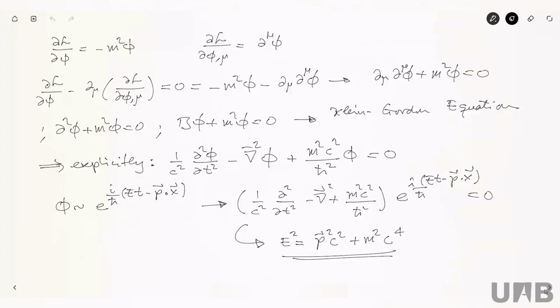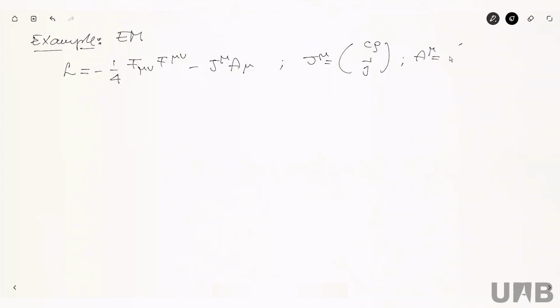And another example is electromagnetism. So the Lagrangian of electromagnetism is minus 1/4 of F mu nu F mu nu, minus, if there is an external current, 1/c J mu A mu, where J mu is c rho times J, and A mu is phi times A, and this F mu nu is called the field strength tensor, and is the following combination of the Coulomb potential and the vector potential: d mu A nu minus d nu A mu.